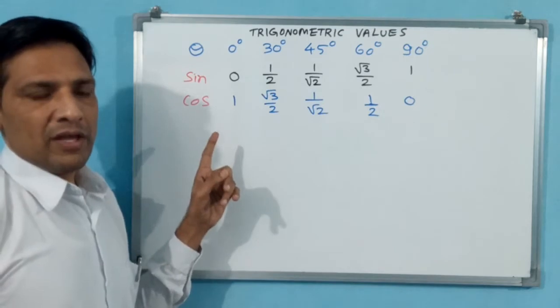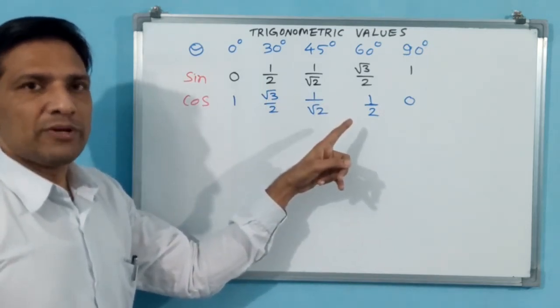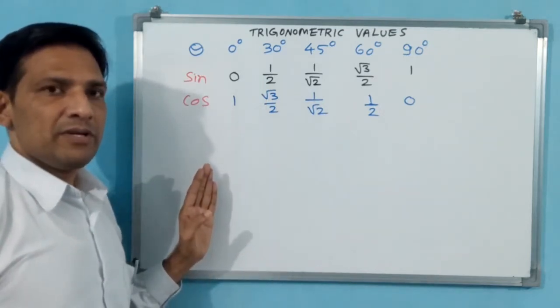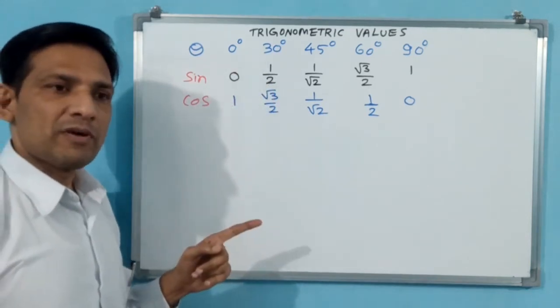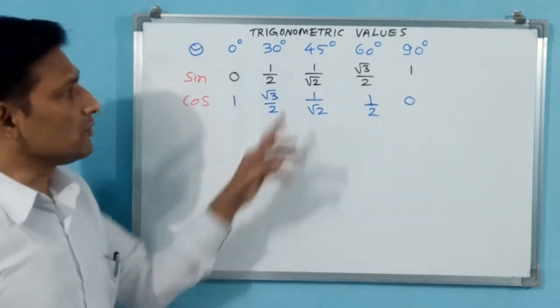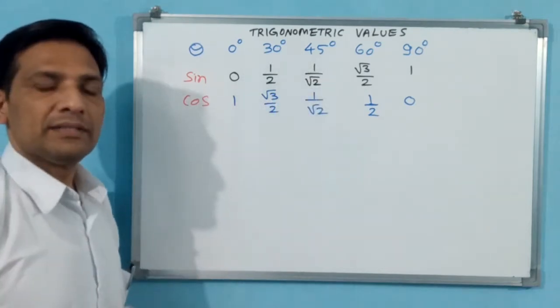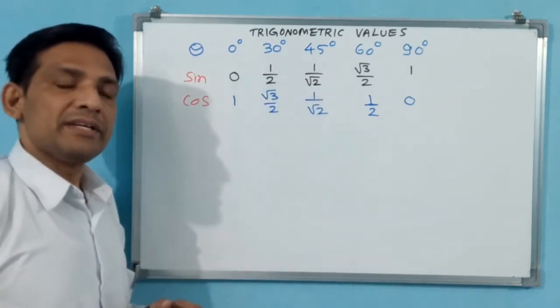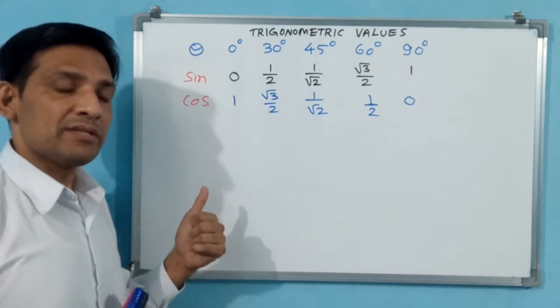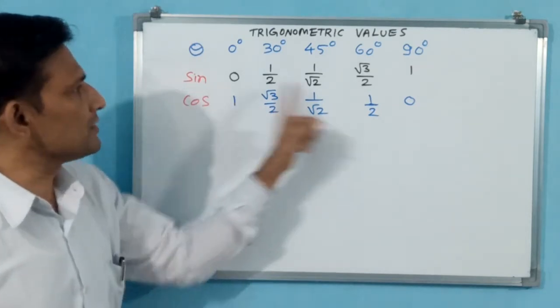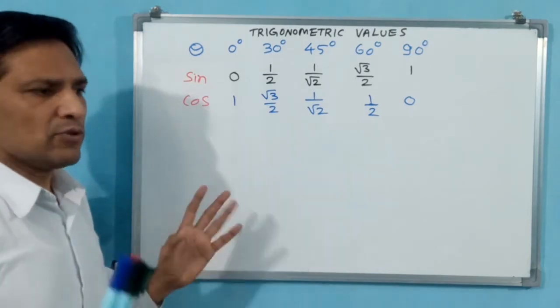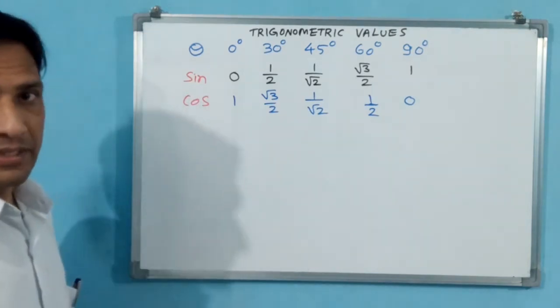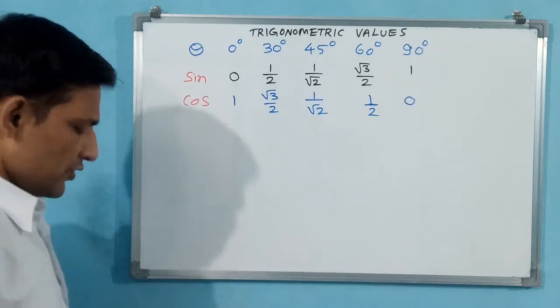See, sine 60 is root 3 by 2, then cos 30 will be root 3 by 2. Sine 45 is 1 by root 2, cos 45 also 1 by root 2. Sin 90 is 1, means cos 90 should be 0. Like this you have to remember. There is no big thing for remembering this. Let us see the next ratio.